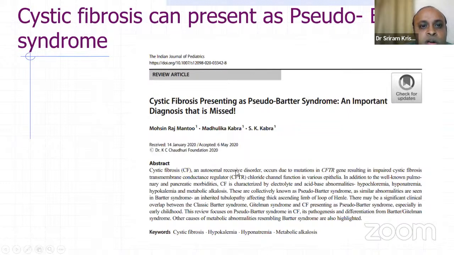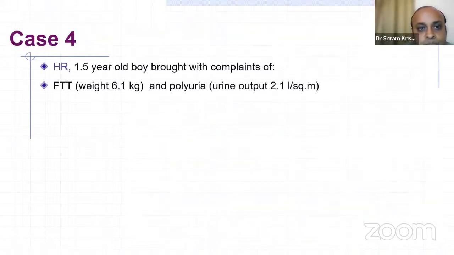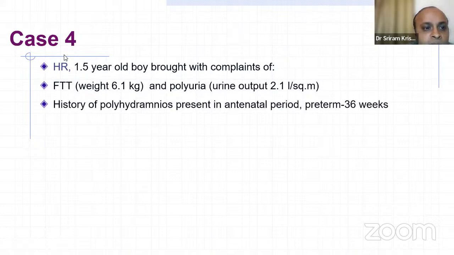And this is one very good review published in the Indian Journal of Pediatrics, where cystic fibrosis in a very large series has been shown to mimic a Bartter syndrome. Now I go to the next case. This is actually a 1.5-year-old boy who presented with failure to thrive and polyuria. He had history of polyhydramnios in the neonatal period.